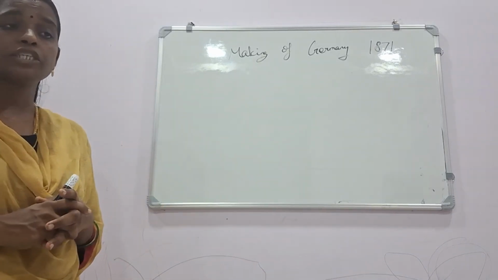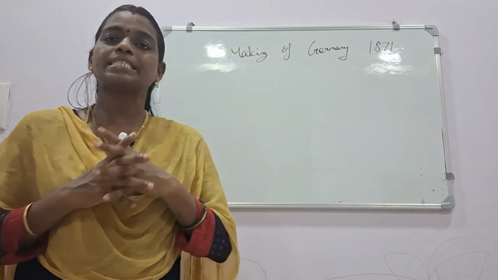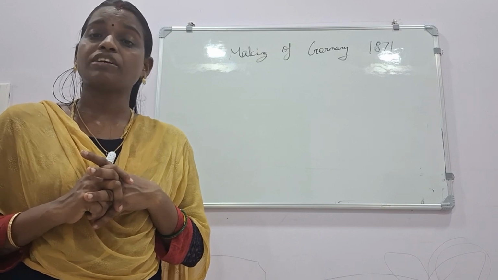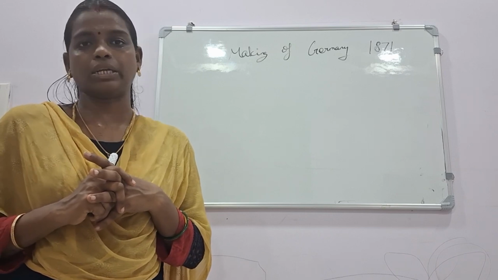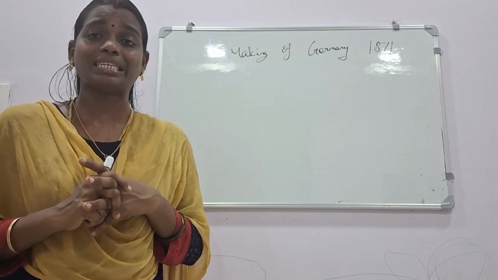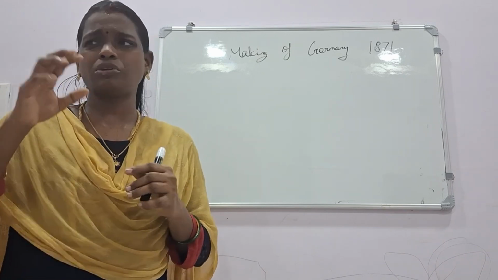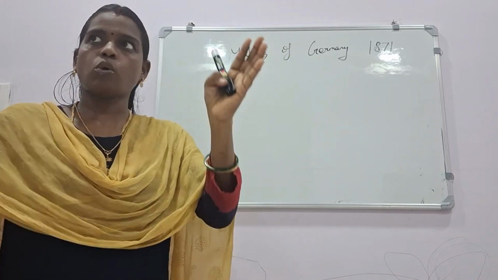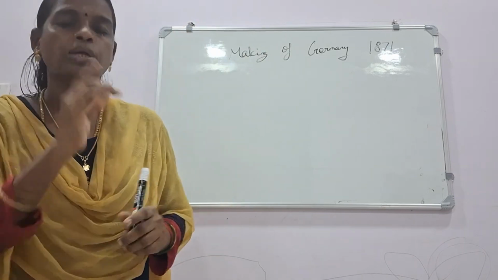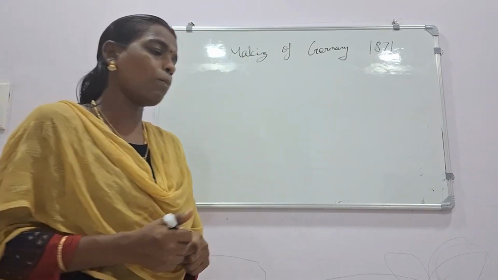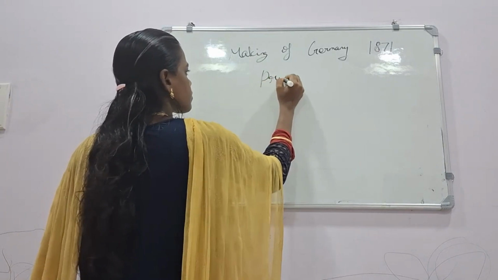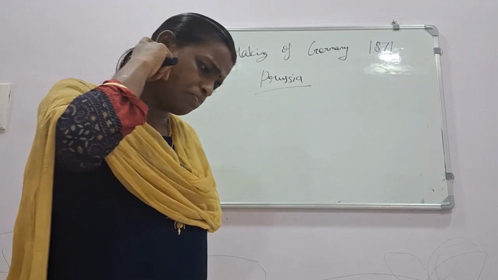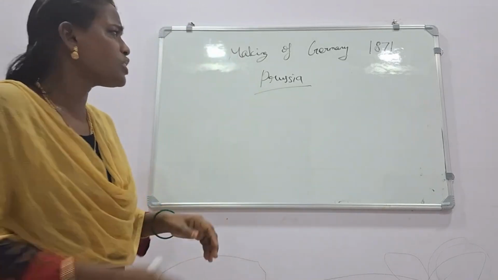Prussia took a step to be a leader in the formation of a unified country. I already told you what unification is: scattered places were there, and they wanted to amalgamate them and bring all the places under one roof. That is the unification of the country. Prussia took the step, especially William I. The Prussian king was William I.